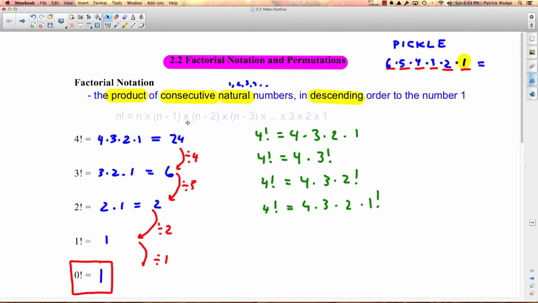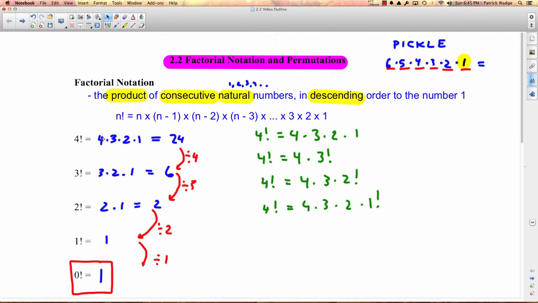Okay, one more thing. Here's how we represent factorial notation mathematically. So we have n factorial. N can be any number. Well, actually not any number. We'll talk about that in a second. N factorial equals n. So for example, if it's 4 factorial, you'll start with 4. If it was 2 factorial, you'll start with 2. If it's n factorial, you'll start with n.